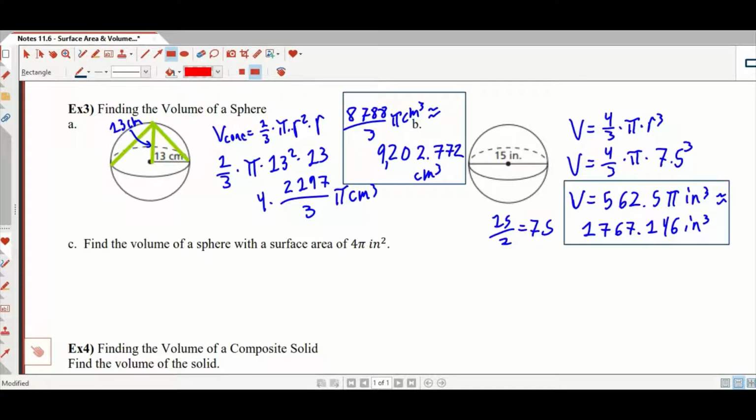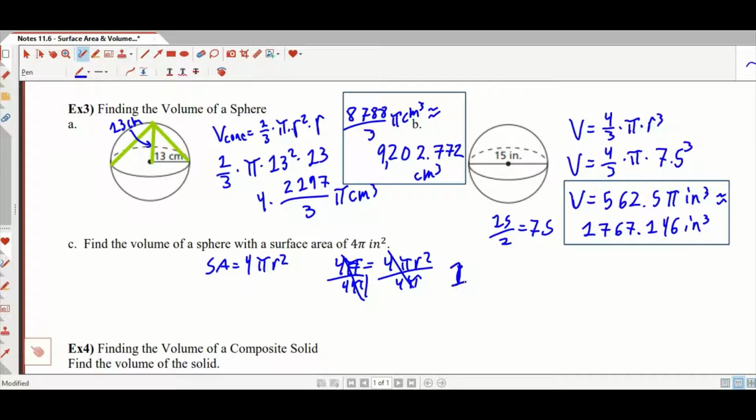Whoosh. Find the volume of a sphere with a surface area of 4 pi inches squared. Ooh, clever. Because the surface area is equal to 4 pi r squared. We now know that the surface area is 4 pi, so 4 pi is equal to 4 pi r squared. Divide both sides by 4 pi. Which means that 1 equals r squared, which means that r equals 1. So find the volume of the sphere with a radius of 1.